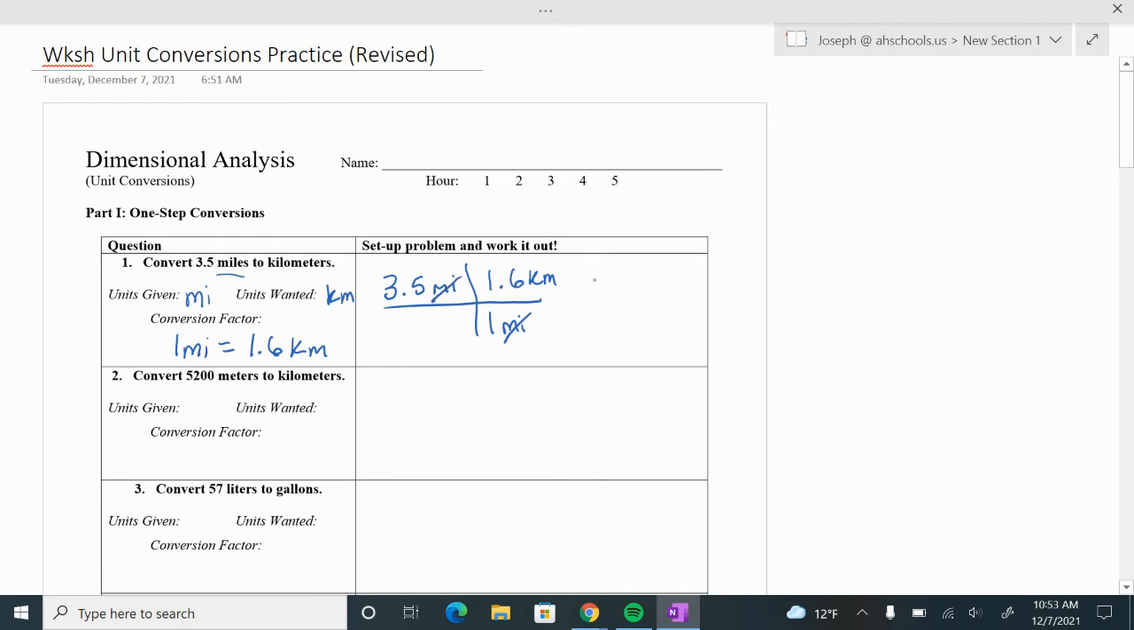That allows the miles to cancel, and I'm left with 3.5 times 1.6 kilometers divided by 1. And after you punch that equation into your calculator, you get an answer of 5.6 kilometers.